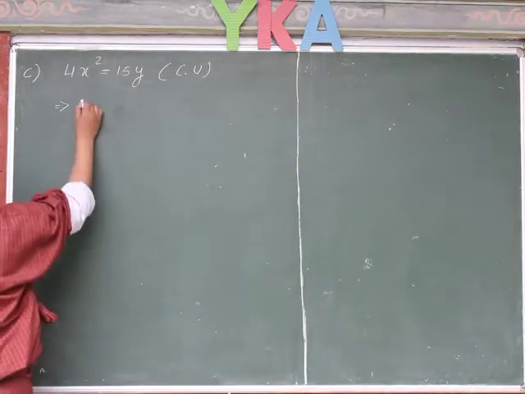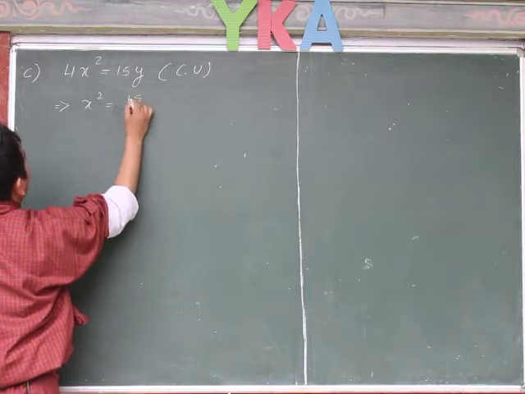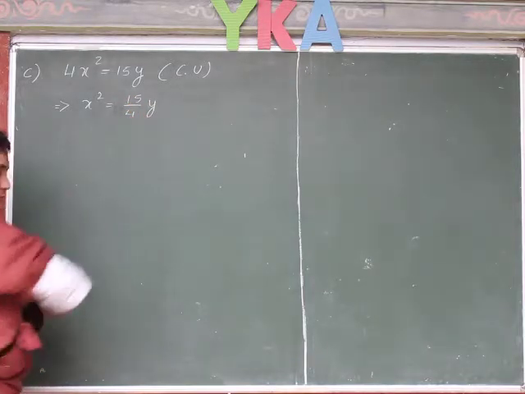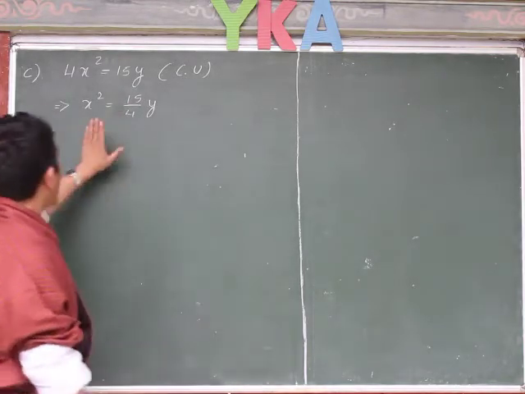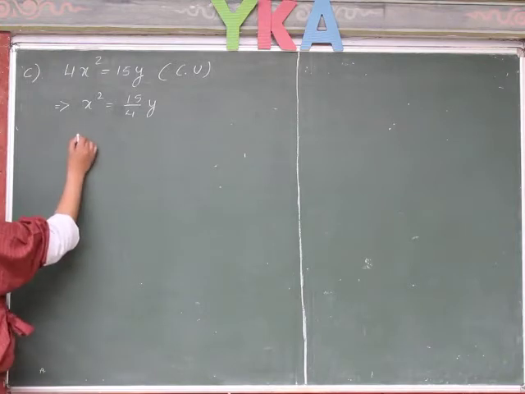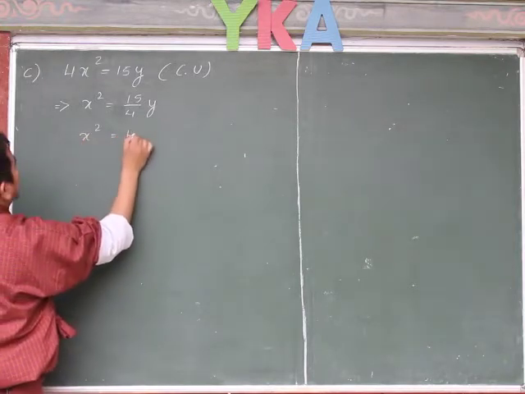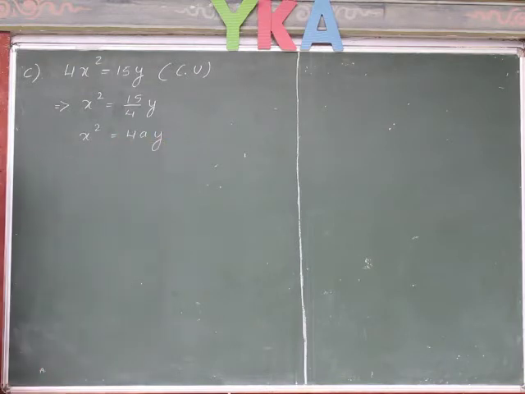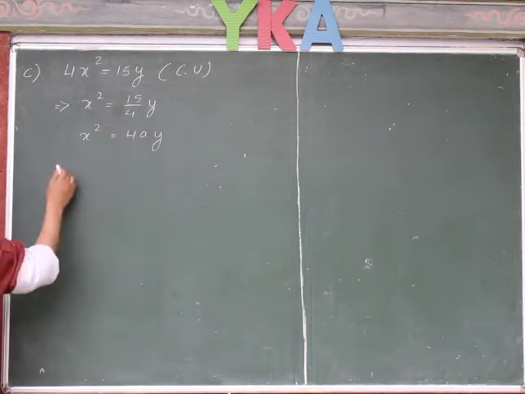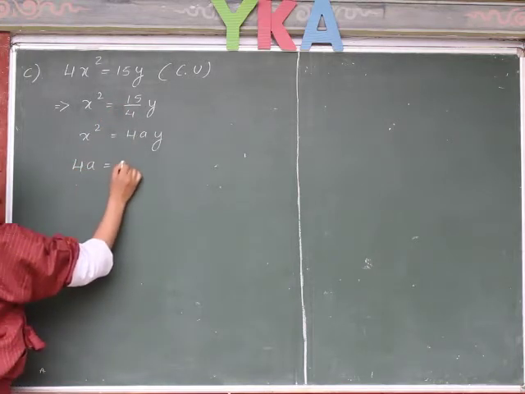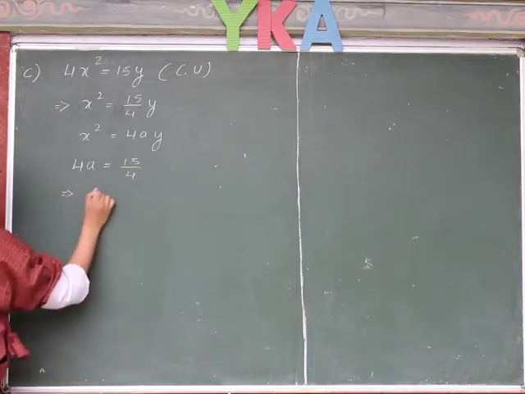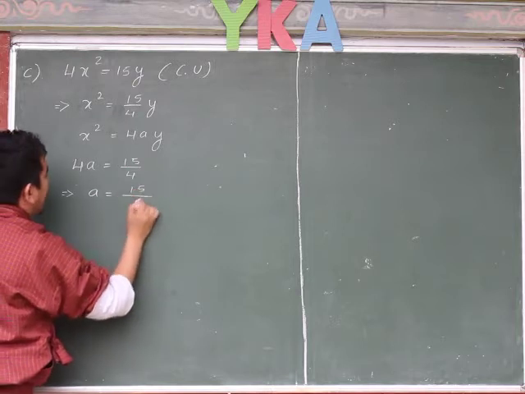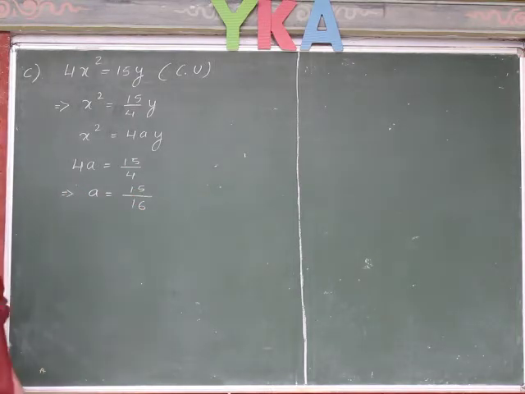Always make sure the coefficient of x square, coefficient of y square is equal to 1. So therefore x square here is equal to 15 by 4 y. Definitely 4 will go down, cross multiplication, basic mathematics. So now we can compare with the concave up parabola, which is x square equal to 4ay. Let's find the value of a. Compare x square, compare y, then we have 4a is equivalent to 15 by 4, which implies a value is equal to 15 by 16.